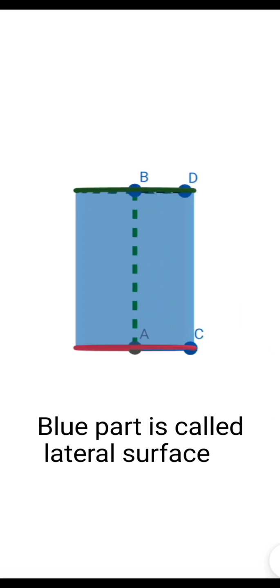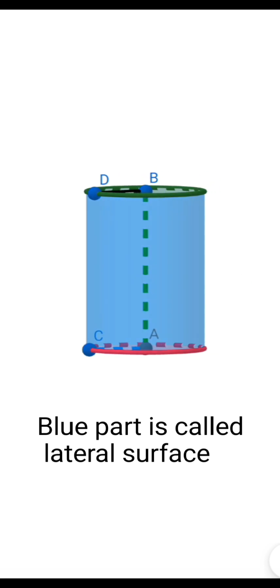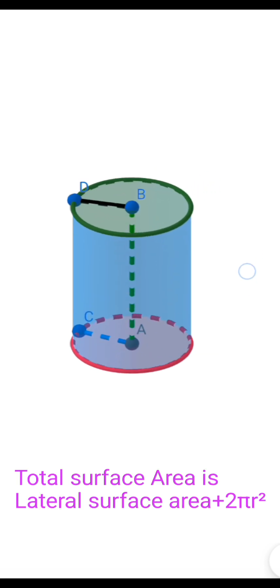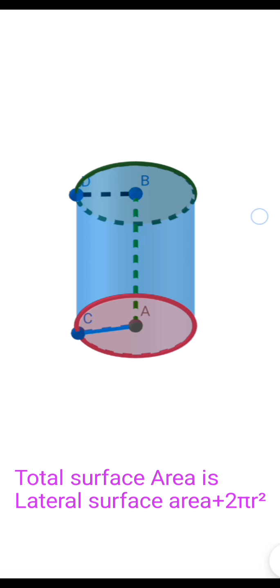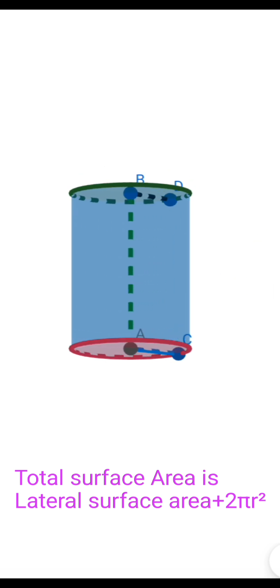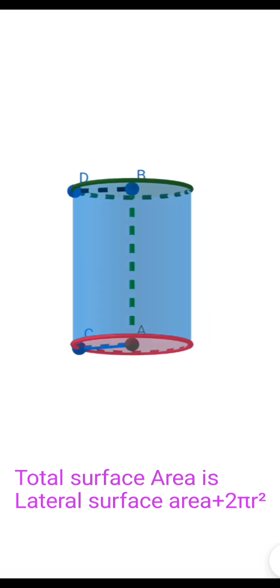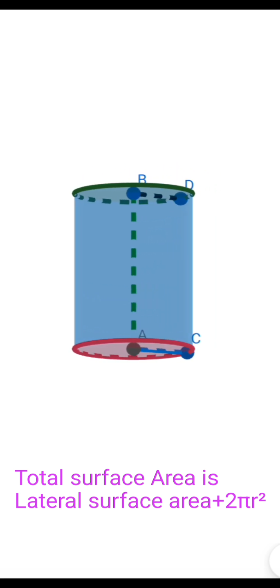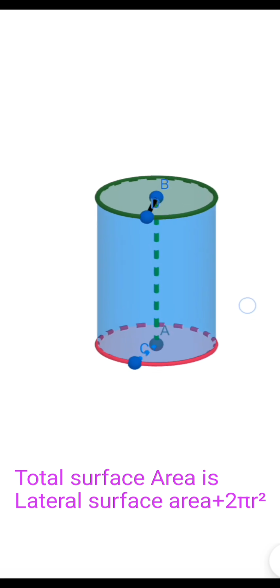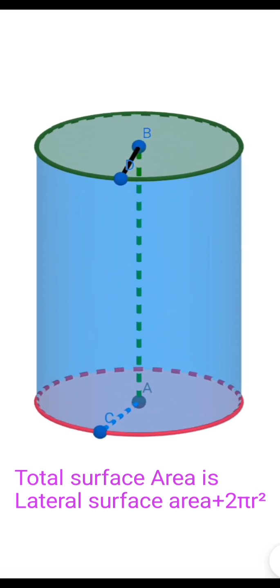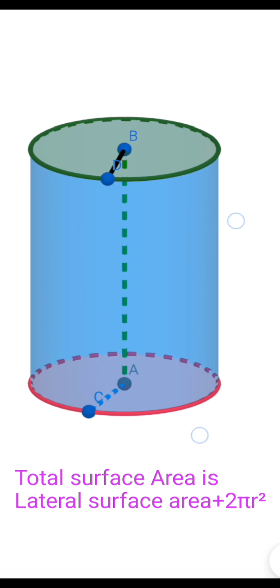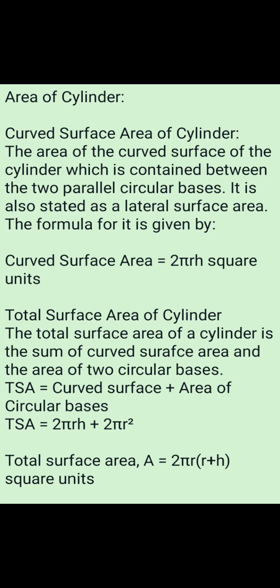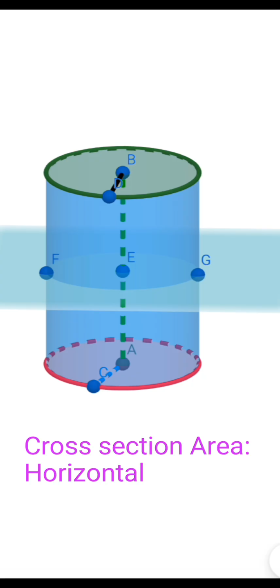Later in this video, I will explain why we are considering the lateral surface area as 2 pi r h. First, see that the total surface area should be the addition of the lateral surface area and the surface area of both the circular bottoms. The lateral surface area we have considered is 2 pi r h. So the total surface area of the cylinder will be 2 pi r h plus 2 pi r square. Here you can go through what I have just elaborated.